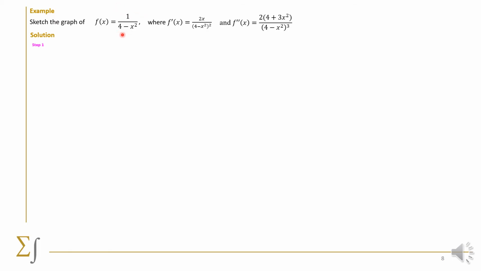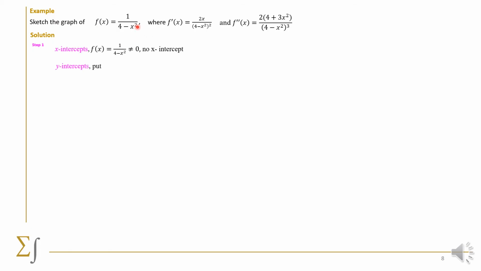Now on this slide, we take an example to see how we can sketch the curve of the function f(x) = 1/(4 - x²). We'll give you the first derivative and the second derivative, and we start calculating the intercepts. For this function, if we try to find the x-intercept, putting y equals 0, this is never 0, so we don't have x-intercepts.